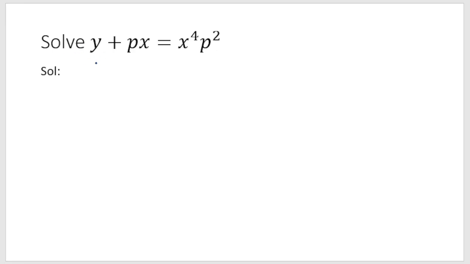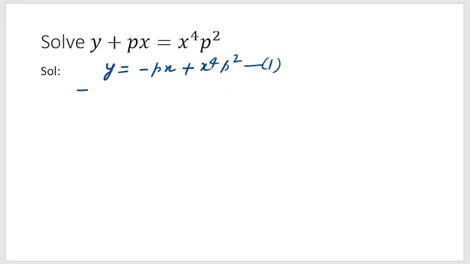So how to solve it? Again, you can clearly see that it is very easy to solve it for y, because to solve it for p, we have p square, we have x to the power 4, so solving it for y is easier. So I can write y is equal to minus px plus x to the power 4 into p square, and I will consider this as equation number 1.